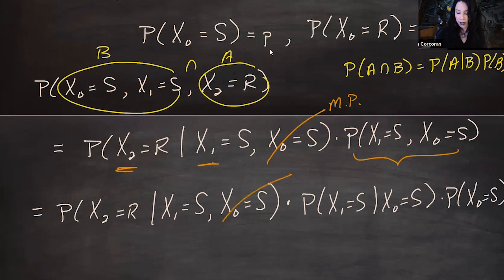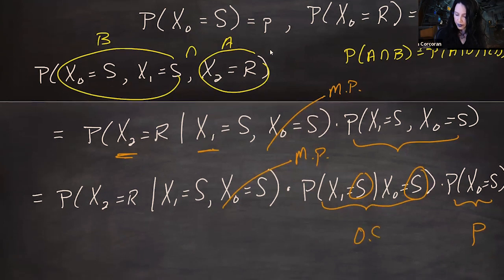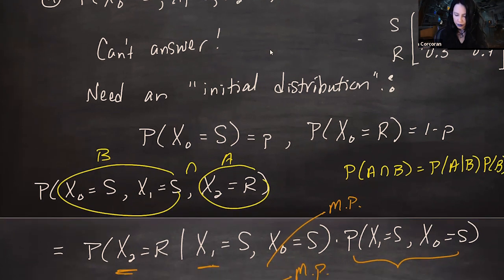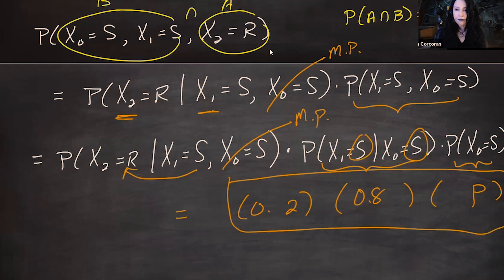And again, this can go by the Markov property. Now I'm looking at the probability x0 is S, that was given to be p. And this is a one-time step transition from sunny to sunny. I think that was 0.8. Yeah, that was 0.8. And then here I have a one-time step transition from sunny to rainy, and that's the 0.2 up here. So that is the answer. It's a little weird to have numerical stuff on part of it and not the rest.